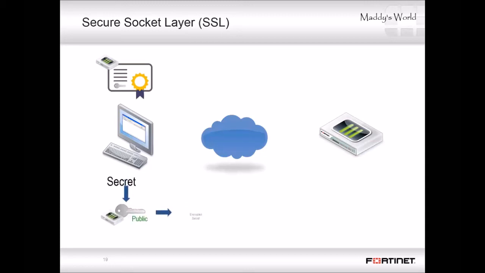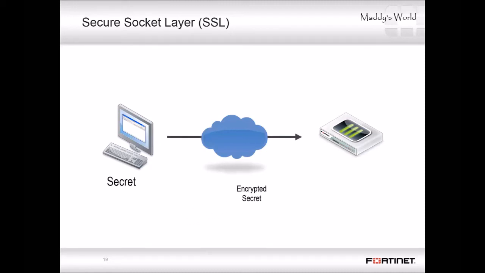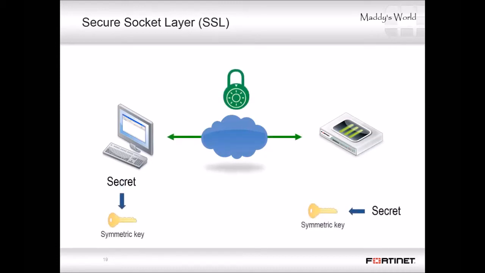The browser creates a symmetric key. This symmetric key, or secret, is encrypted using the server's public key. The encrypted symmetric key is then sent to the server. The server uses its own private key to decrypt the encrypted symmetric key. Finally, both sides use the symmetric key to encrypt the user and web server data.